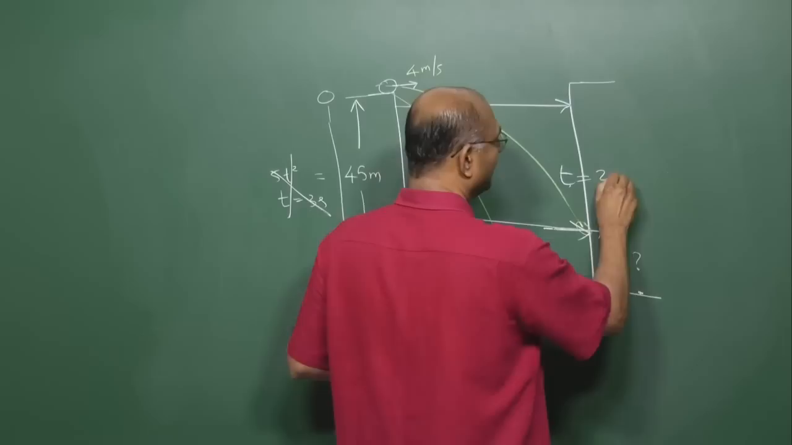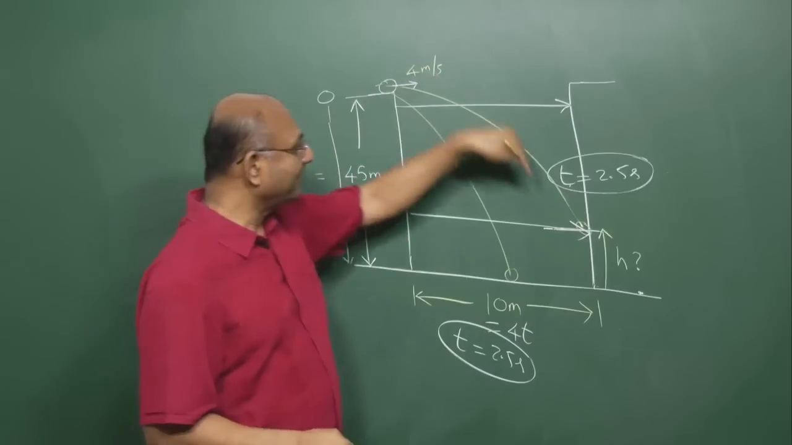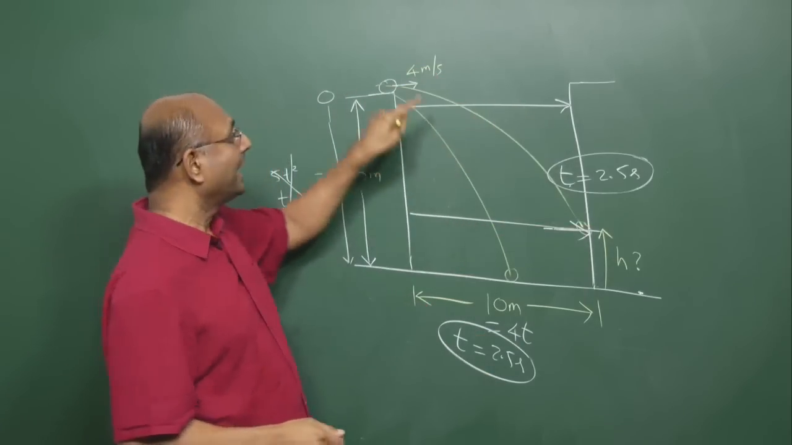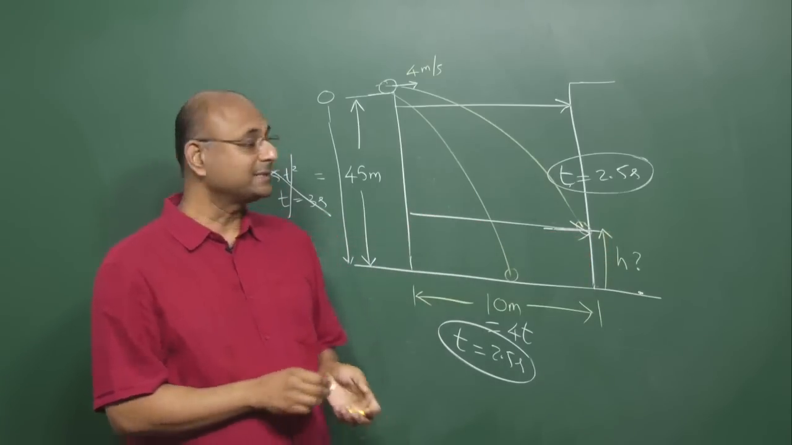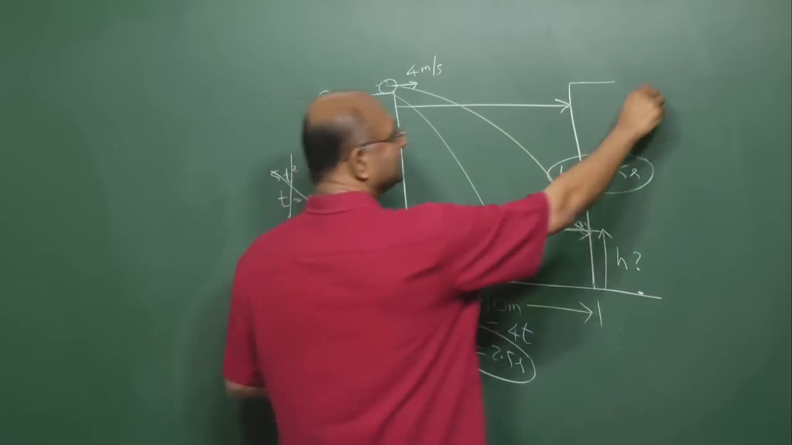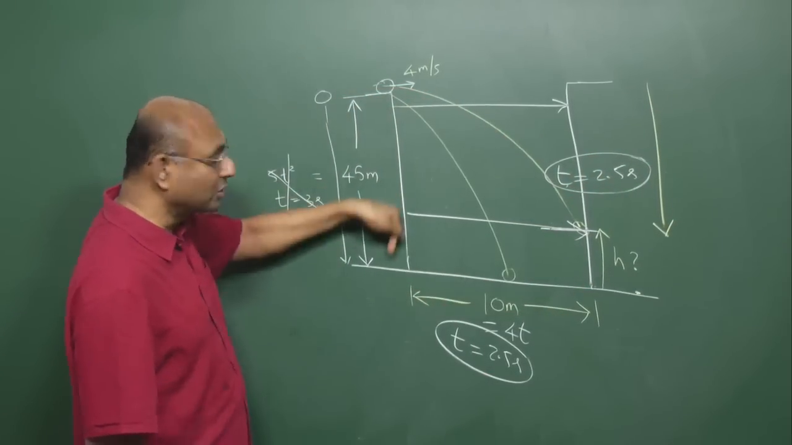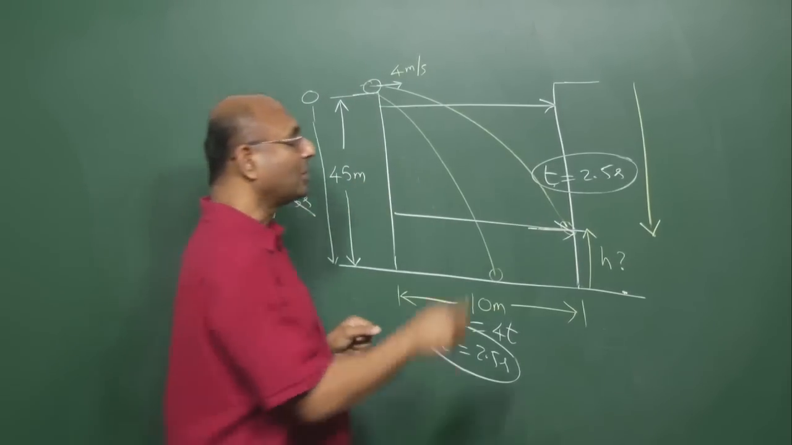Think about it. Not many people got this right this time. 2.5 seconds to hit that building. Why? Because it's moving horizontally and the horizontal motion decides the time. So if it takes 2.5 seconds, how far will the ball drop in 2.5 seconds? Because that is the height this ball also would have come down.